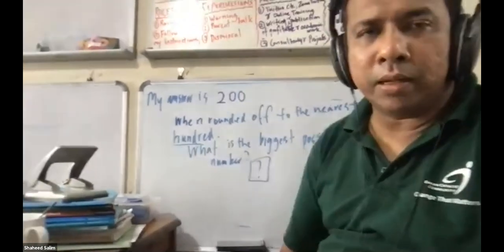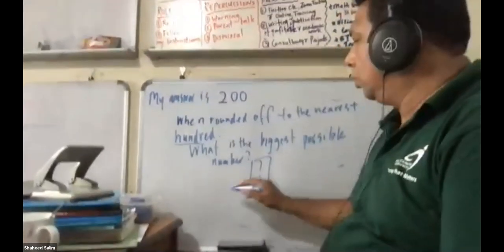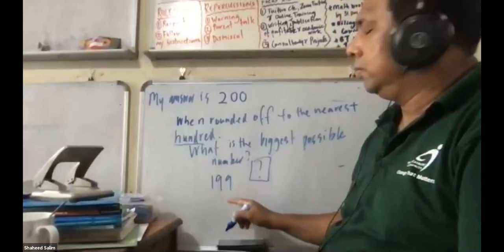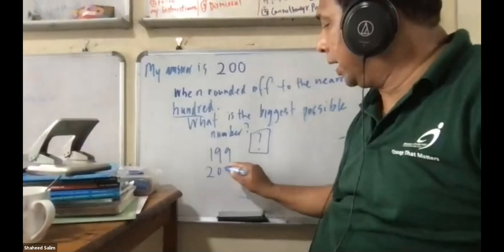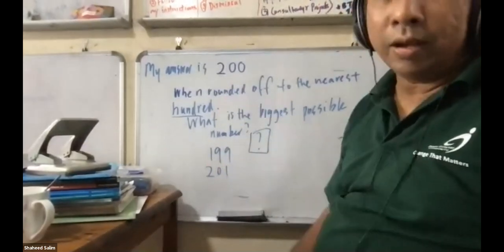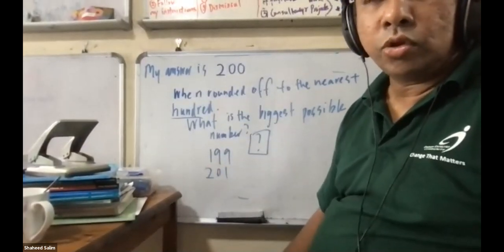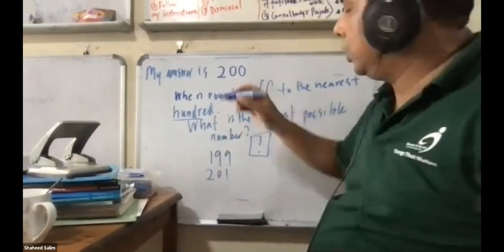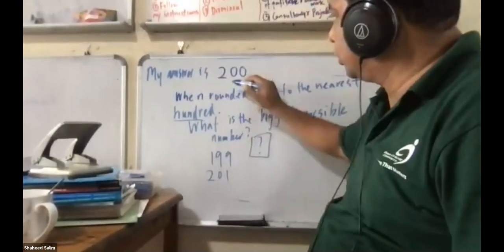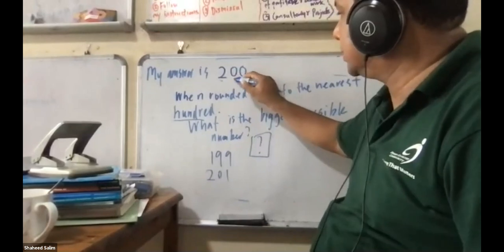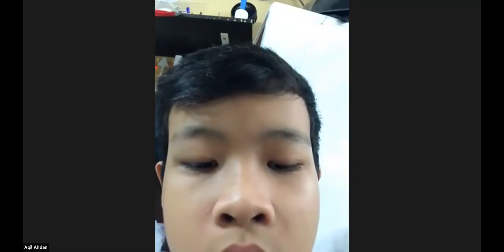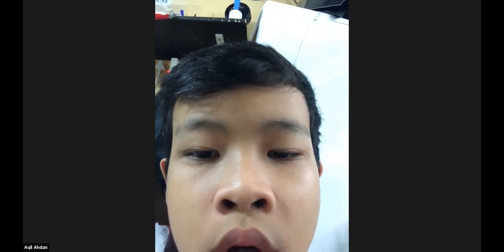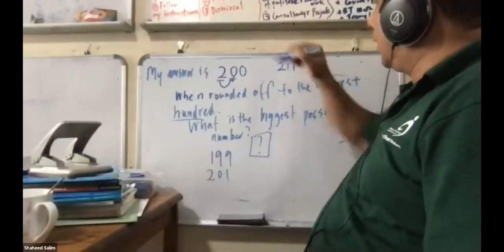What is the biggest number? So some of you will say 199. But 199 is not the biggest number. I can make the number 201 also. It also rounds off to 200. So if you are rounding off to the nearest 100, you must look at the tens. Is it 210? I can make it 211.